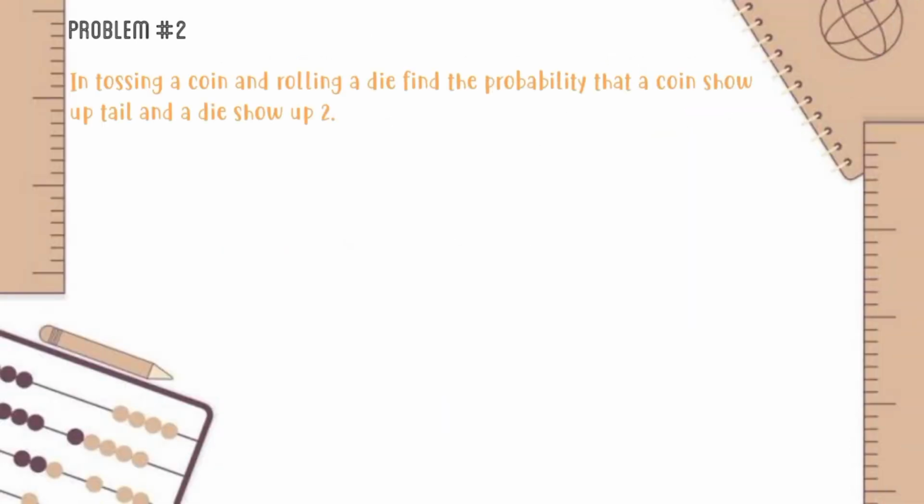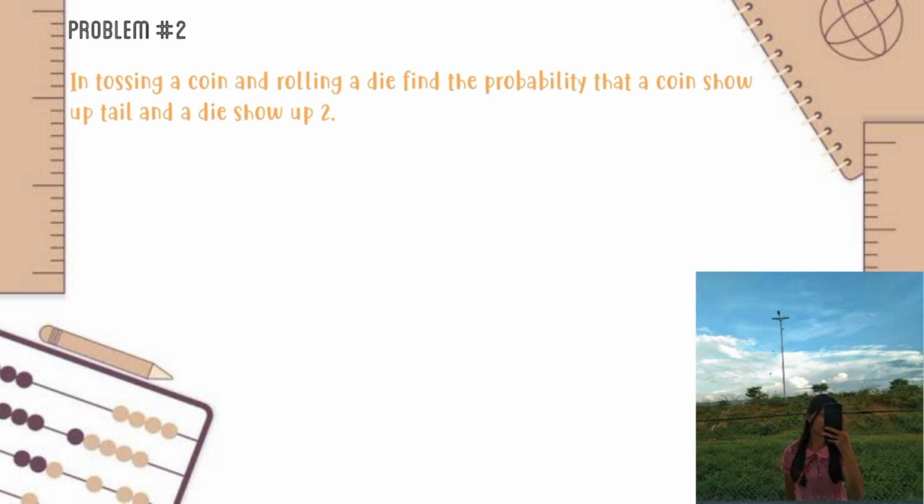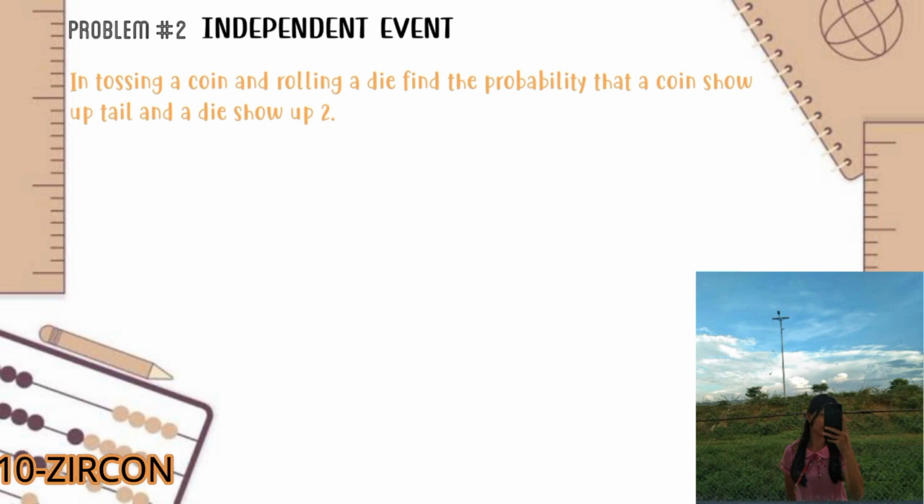Problem number 2. In tossing a coin and rolling a die, find the probability that the coin shows up tail and the die shows up 2. In this example, we have two experiments, tossing a coin and rolling a die. Since this is an example of independent event, we can use the formula probability of A and B is equal to probability of A times the probability of B.